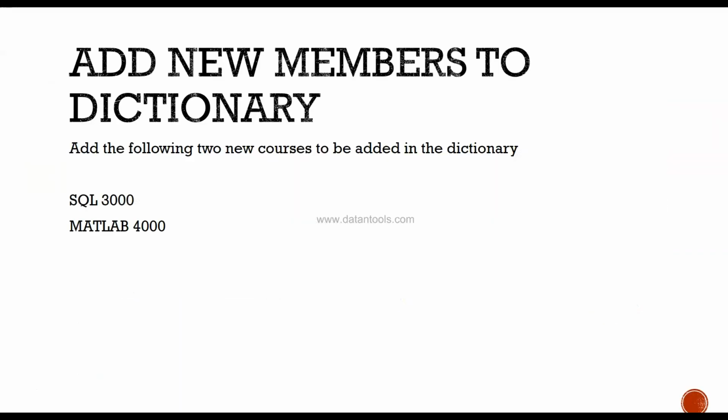Okay, quiz time. You need to add new members to the dictionary, and the members are SQL and MATLAB, and their respective values are 3000 and 4000. You need to add these new members by creating an expanded course list using dictionaries. If you find any difficulty, just watch the video again because I've explained all of these steps, or if you still find problems, then write your question in the comments and I will try to respond to you.